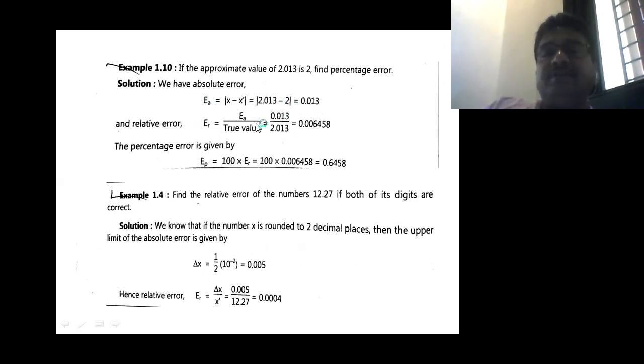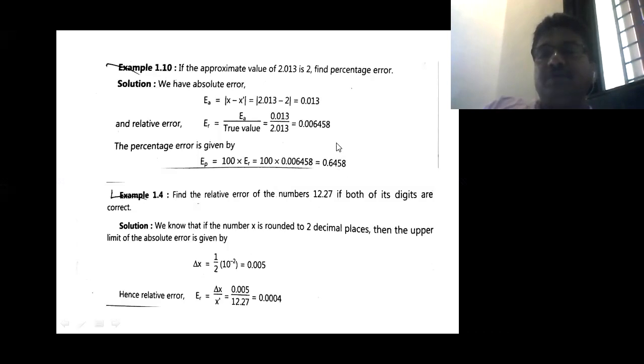Then the relative error is what? Absolute error divided by the true value. So the true value is 2.013, and this is the absolute error. Divided by this, we have this answer. And then percentage error is relative error into 100. So we have this answer, 0.6458. This is the percentage error. So the question is, find the percentage error, so this is relative error into 100.